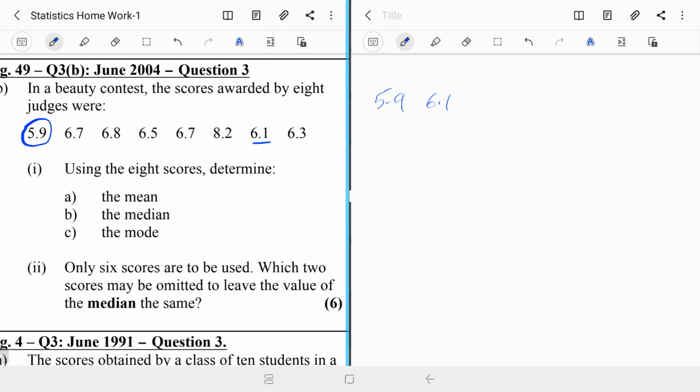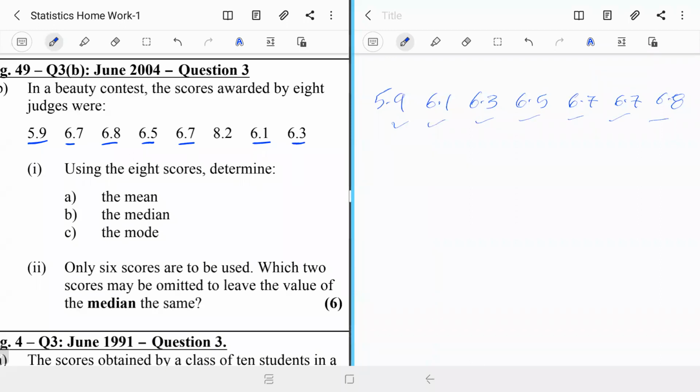And the third one is 6.3. And after that, we have 6.5. The next one would be 6.7, and there are 2 of them, 6.7, 6.7. We have one more value, which is 6.8. And let's check his 8 values. 1, 2, 3, 4, 5, 6, 7. So I said 8 values, so I left off 8.2. Let's get the 8.2 in there.